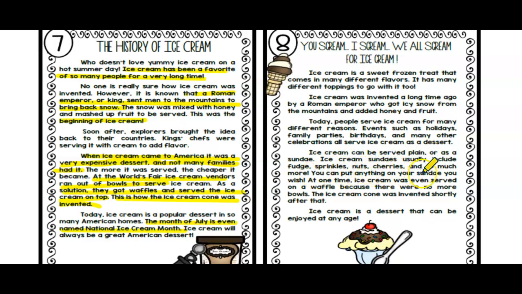Ice cream can be served plain or as a sundae. Ice cream sundaes usually include fudge, sprinkles, nuts, cherries, and so much more. You can put anything on your sundae you wish. At one time, ice cream was even served on a waffle because there were no more bowls. The ice cream cone was invented shortly after that. Ice cream is a dessert that can be enjoyed at any age.